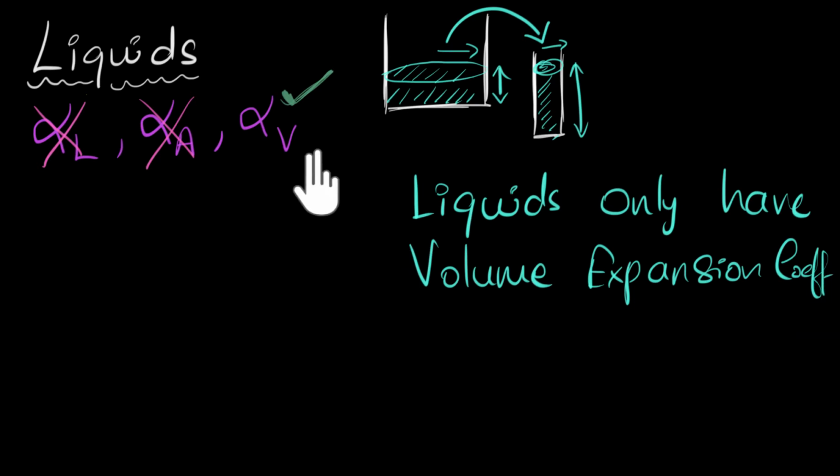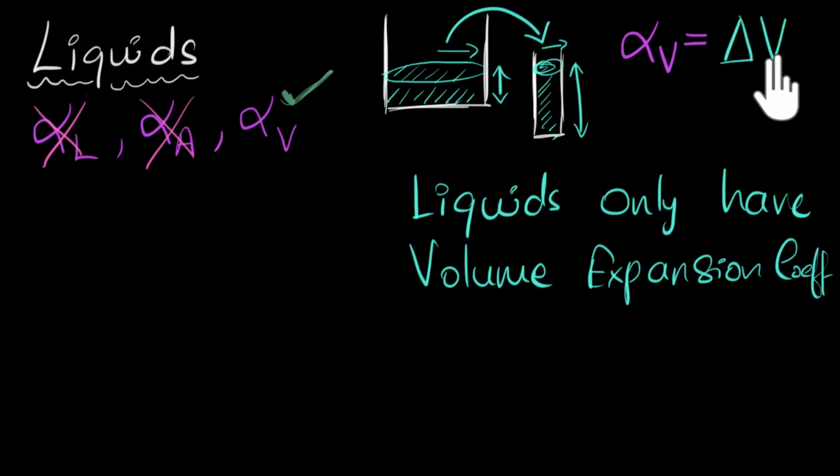And the way we define this number is identical to how we do it for solids. The way we do it for solids is we define alpha V as change in volume per unit volume per unit temperature change. Identical. Again, if this seems a little bit confusing to you, go back and watch videos on volume expansions in solids, and then you can come back over here.